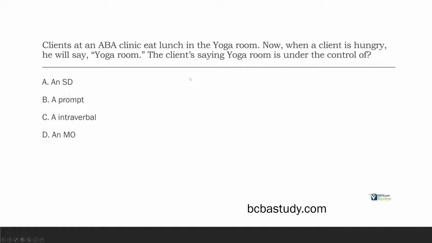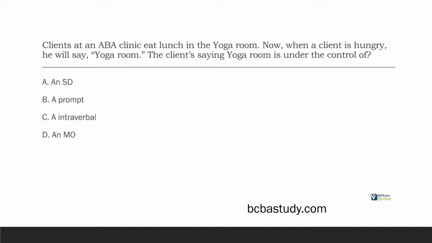Clients at an ABA clinic eat lunch in the yoga room. Now, when a client is hungry, he will say yoga room. The client saying yoga room is under the control of what? So what happened in this scenario? We had a client who every time it was time for lunch, someone would say yoga room, or they'd say, let's go to the yoga room.